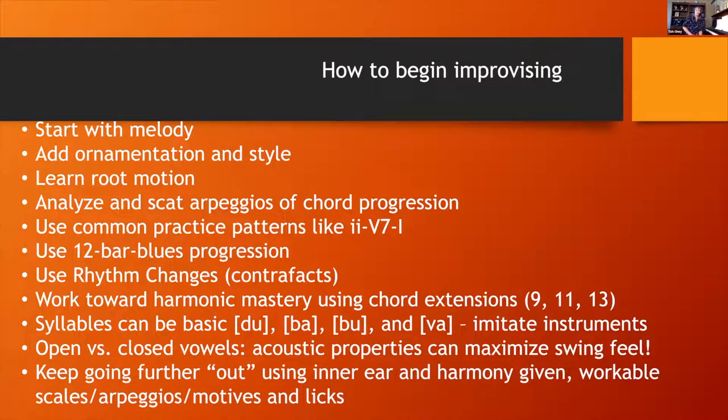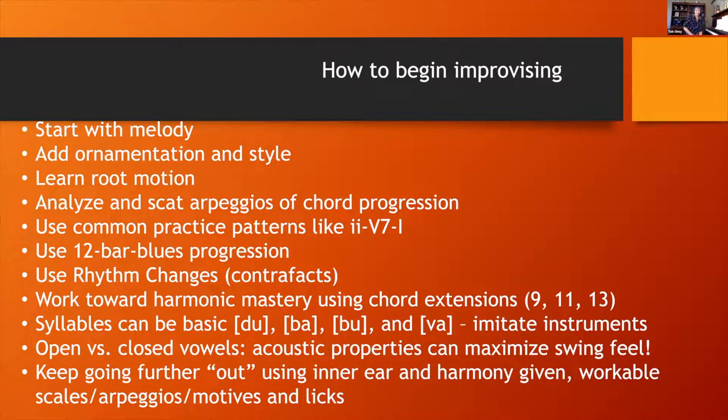bebop musicians would take a Tin Pan Alley song or an old standard, like I Got Rhythm, and change the melody but keep all of the chords, and then it becomes a different song. So the same chord progression, also called chord changes, is used for all of these different songs that don't really sound like I Got Rhythm because the melodies are all different, but the harmony is the same. That's contrafacts, and we use them a lot in jazz.